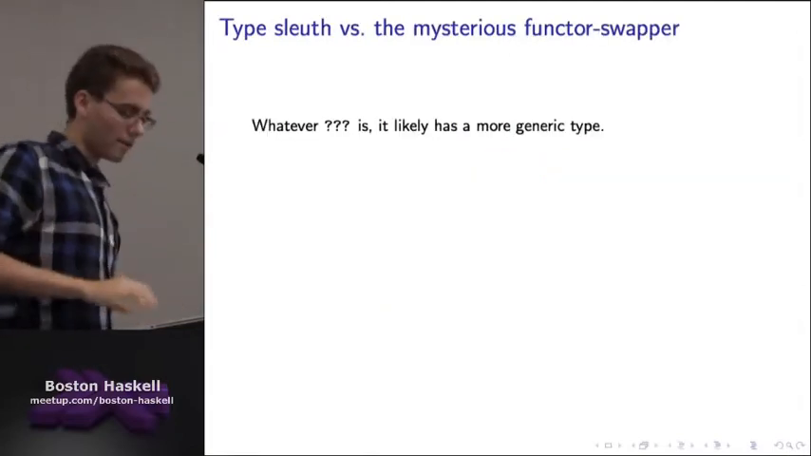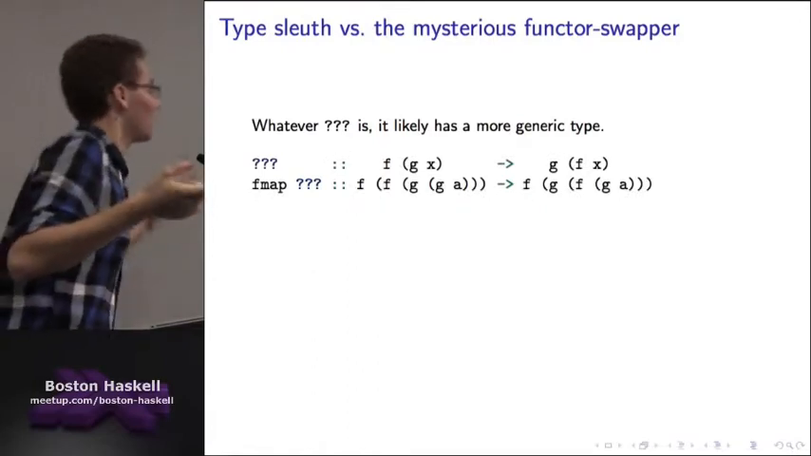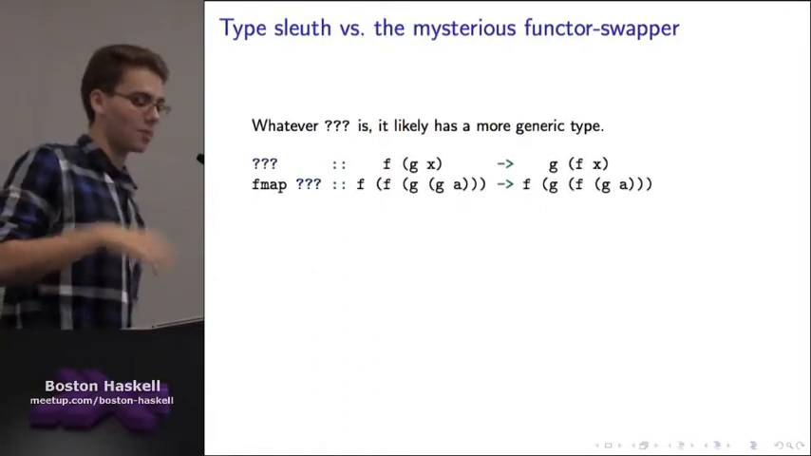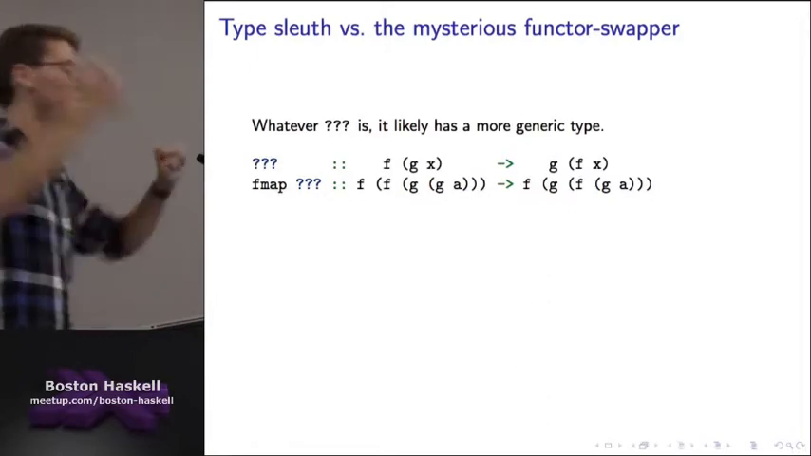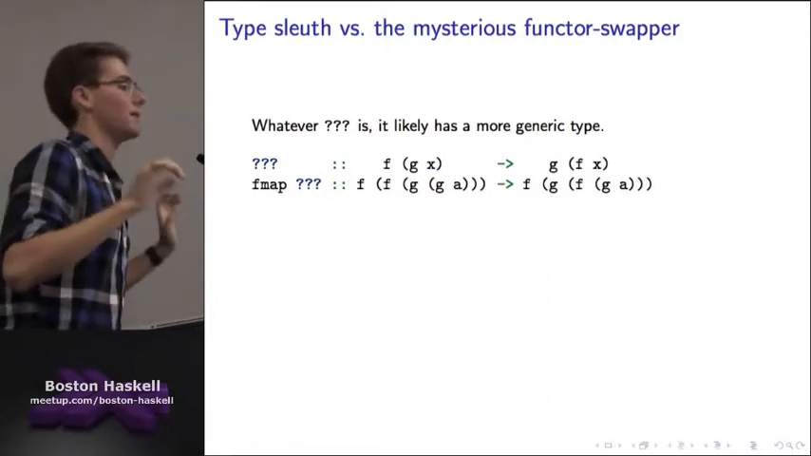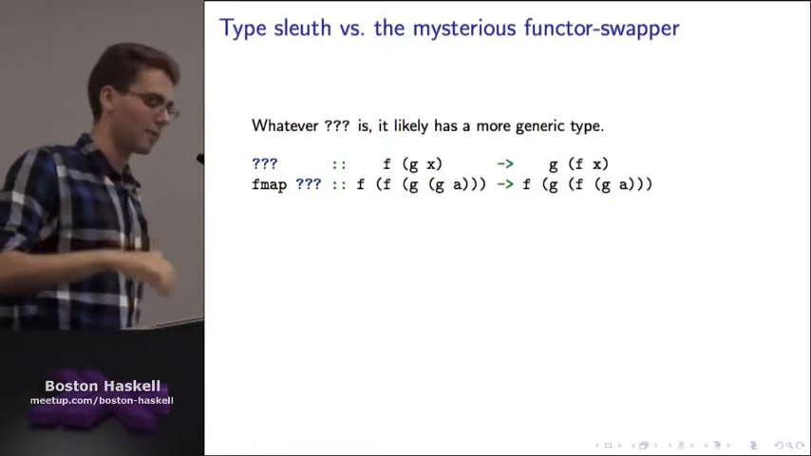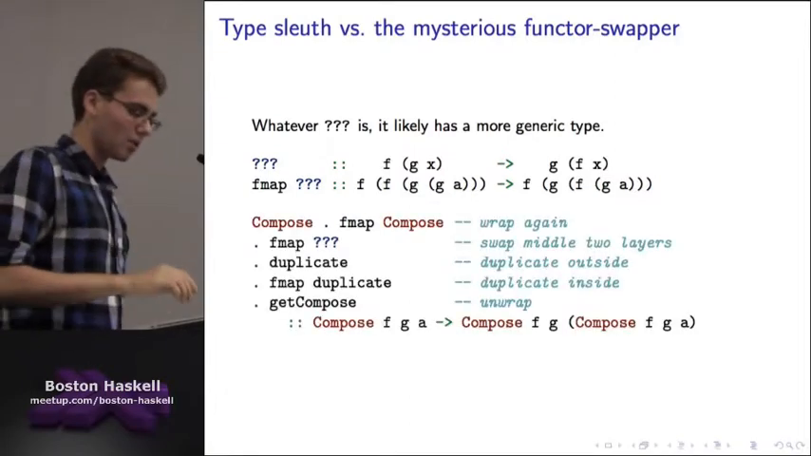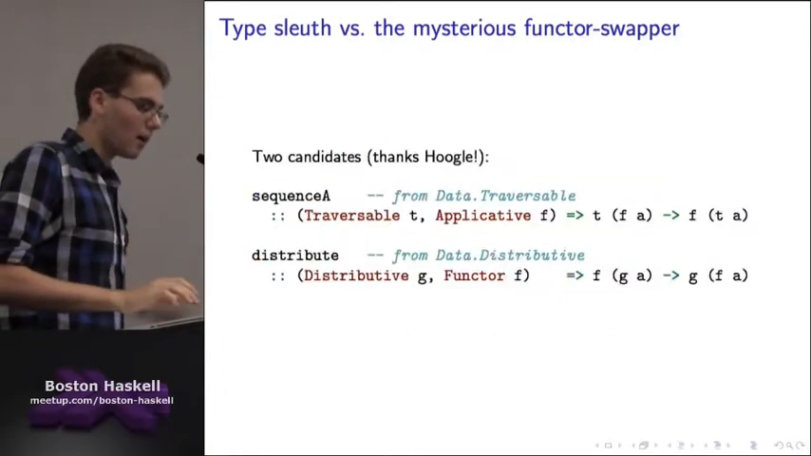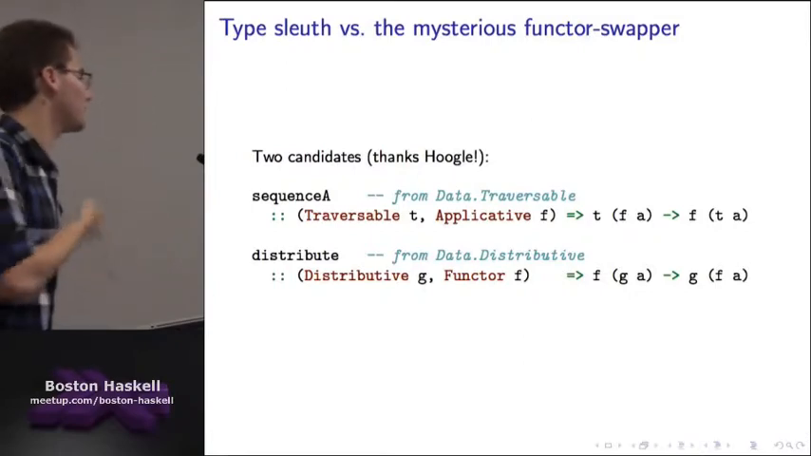So let's actually try to find that. Whatever our question mark is, it probably has a more generic type. So I'm just going to look for something that just swaps the ordering of two functors. And then I'll say when you fmap it, then you get exactly the type of the thing that we were looking for. So we're looking for a question mark. Thanks to Google, I find two candidates.